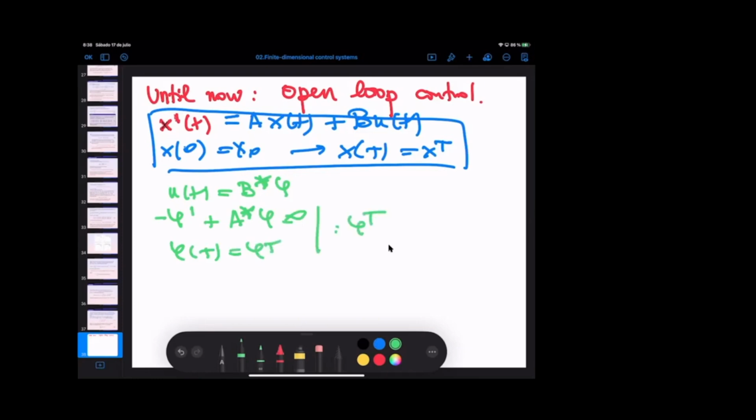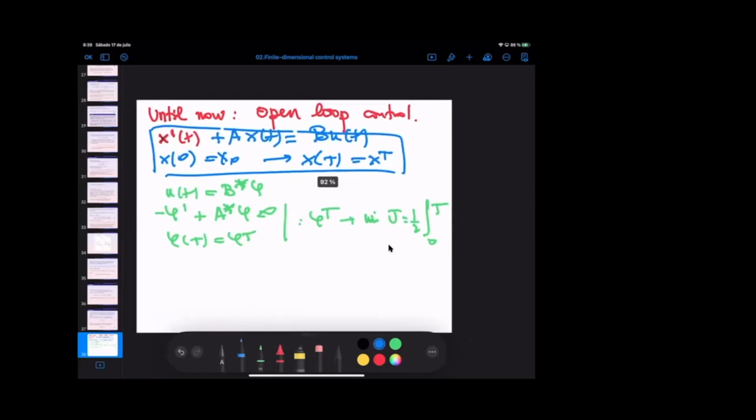Where phi at time T is the minimum of a functional J, and this functional J was an integral from 0 to T. Sorry, so here it should be plus A, and then here is the equal. The control was on the right-hand side. Okay, so that was the situation I was looking at.